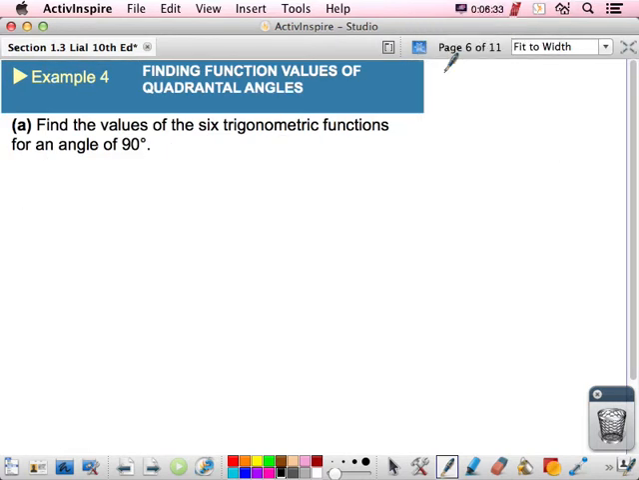So this problem's a little different. We want to find the values of the 6 trig functions for that specific angle. So we want to do 90 degrees. The nice thing about 90 degrees is that when we draw it, remember that we always start from here and we rotate counterclockwise. So it's actually going to be up here. So somewhere up here is a point. I don't know what it is, okay? But I know that it's on that positive y-axis.